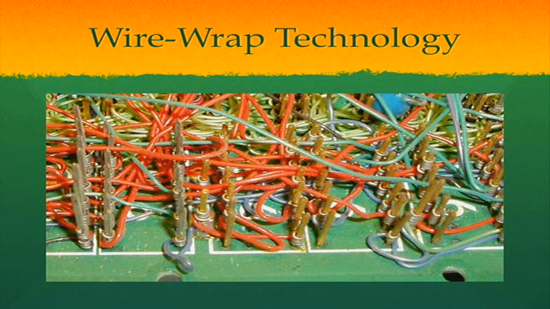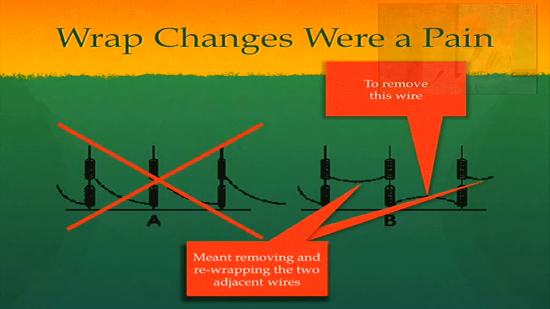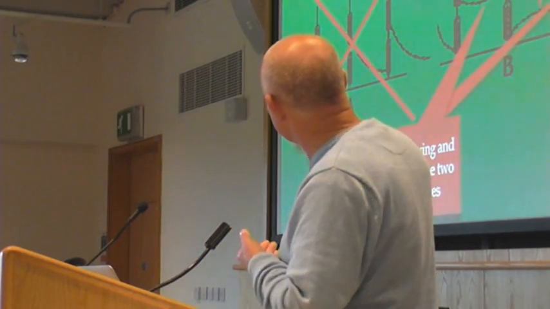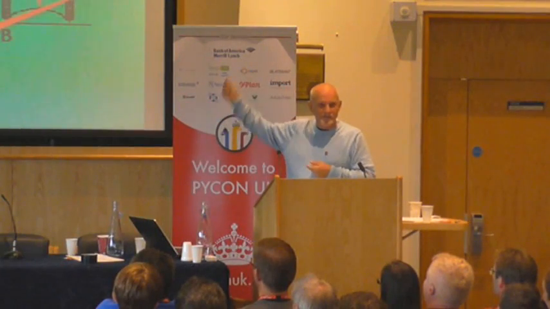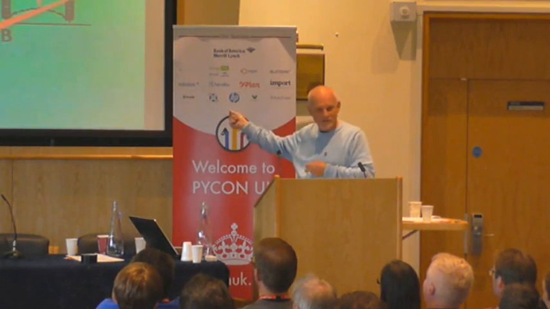If you know anything about wire wrap, it's a bit of a pain to change. It's especially a pain if you use the technique on the left called daisy chaining, because if you do that and you have to move the first wire, then that means you've got to unwrap the second wire, which means you've got to unwrap the third wire.